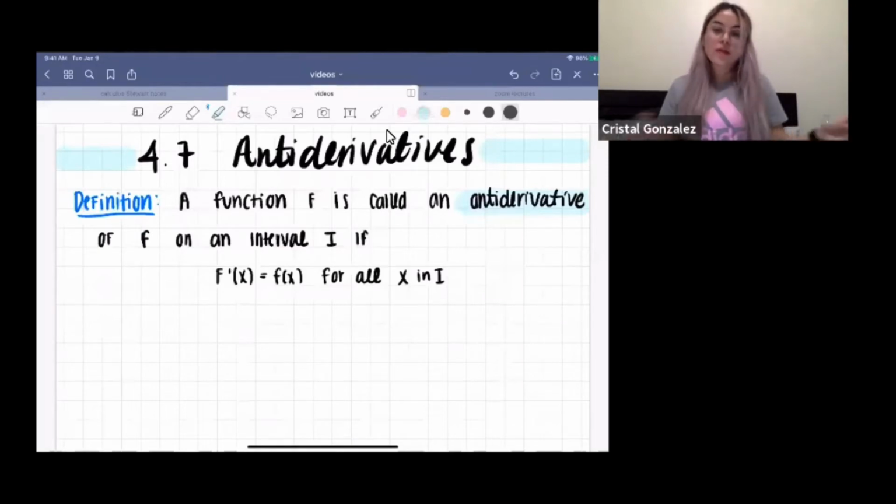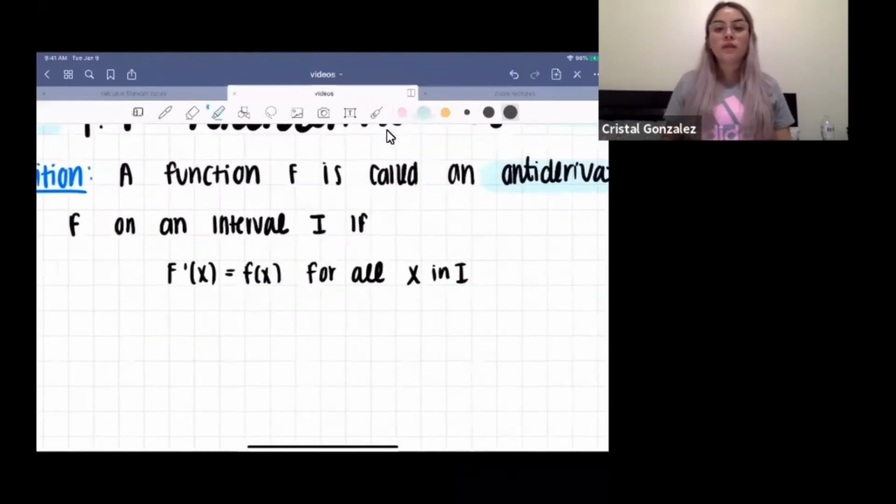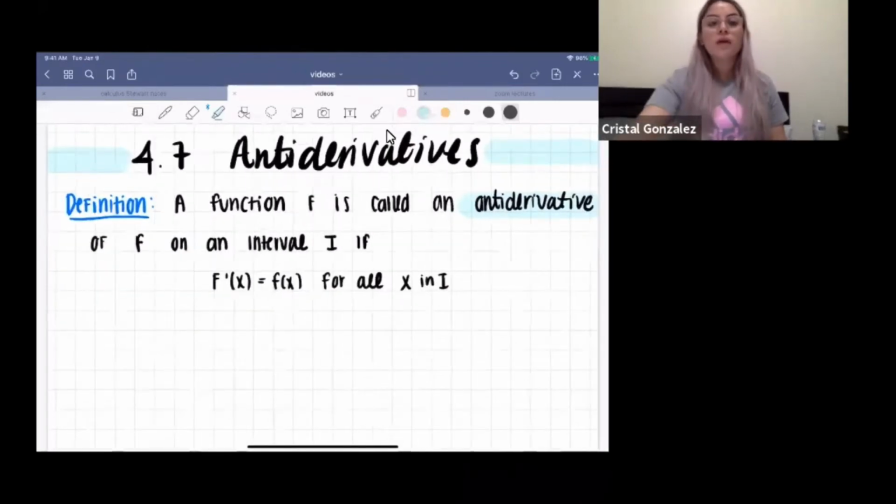So today we're going to start a new section. It's going to be on antiderivatives. And so what is an antiderivative? Before we even jump into the definition of it, even though I have it written out here, I kind of want to talk about the idea of what an antiderivative is.